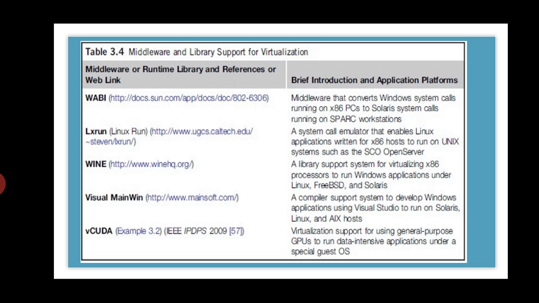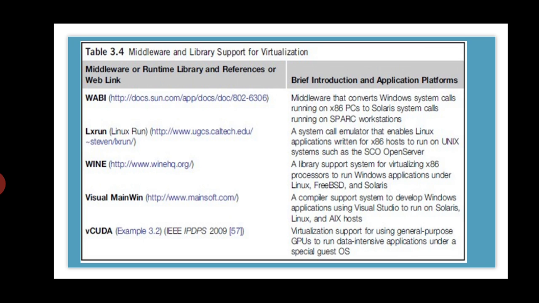Coming to the Windows application binary interface, it is a middleware that converts Windows system calls running on x86 PCs to Solaris system calls running on SPARC workstations. And coming to LxRun, the brief introduction is a system call emulator that enables Linux applications written for x86 hosts to run on Unix systems such as the SCO OpenServer.